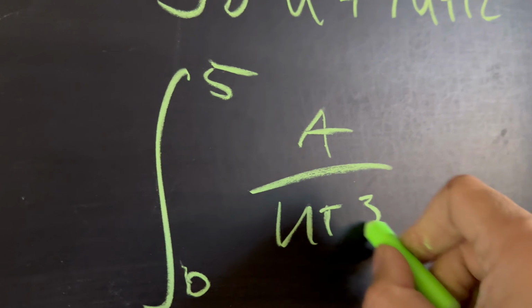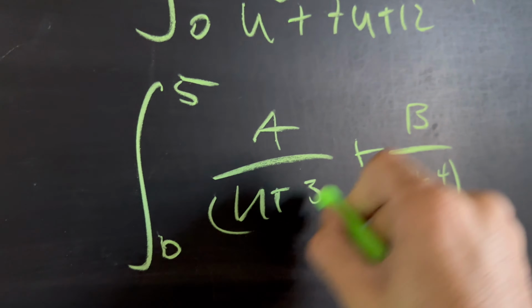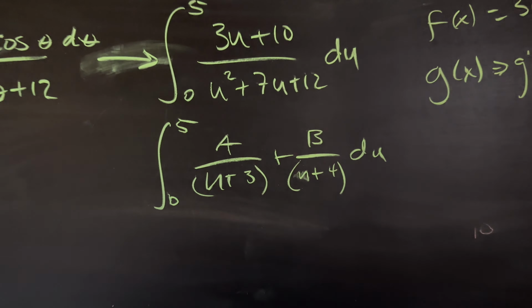We know that we're going to have a over u plus 3 plus b over u plus 4. Let's put parentheses on both of these, du. Okay, well, we've got to find the a and the b value. We can easily do the cover up method.